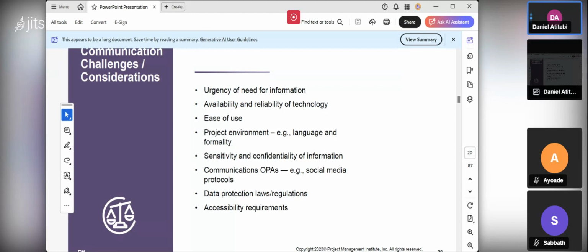Accessibility requirement. Does everybody have access to them? That's what I mean. Is it easier for us to use? Are they available whenever they are needed for our project? Are they reliable?